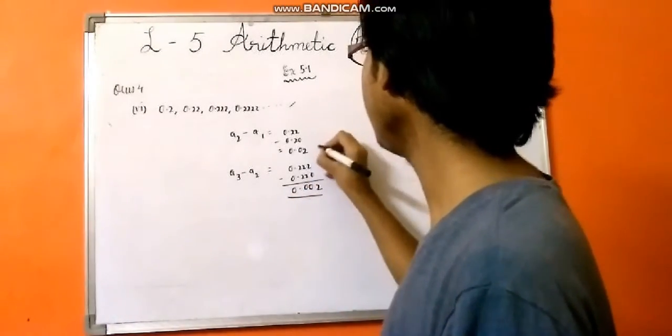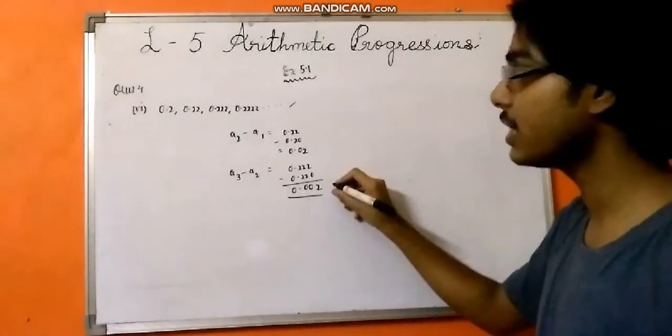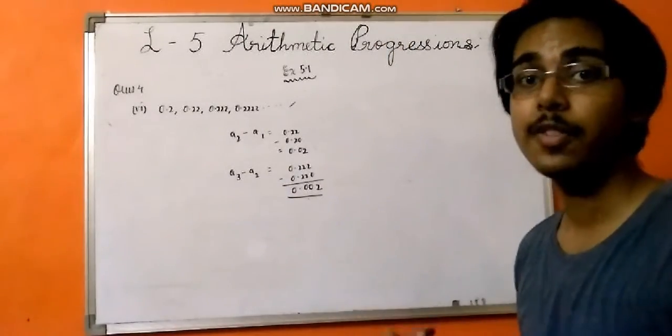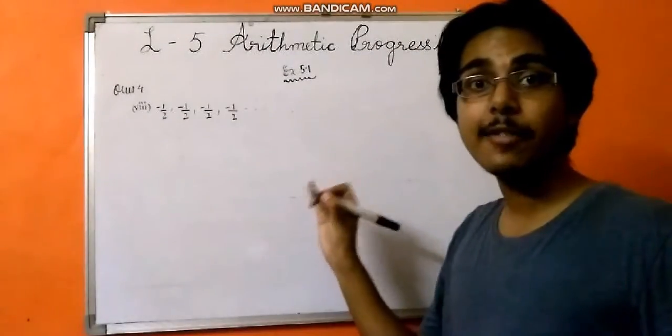As you can see, this particular common difference and this particular common difference are not the same. Therefore, this is not an AP. So you don't need to find the next terms. Now let us have a look at the seventh question.